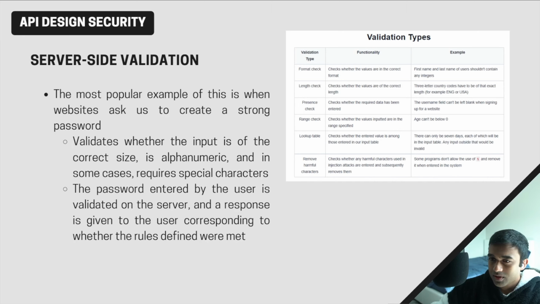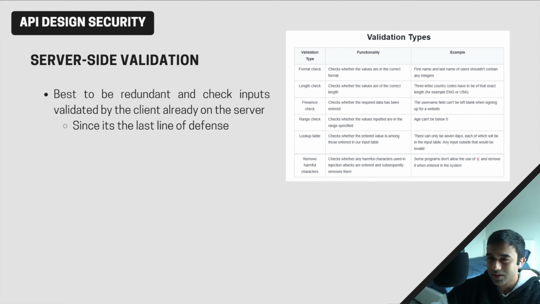The most popular example of this is when websites ask us to create a strong password. This validates whether the input is of the correct size, is alphanumeric, and in some cases requires special characters. The password entered by the user is validated on the server, and a response is given to the user corresponding to whether the rules defined were met. And it's best to be redundant and check inputs validated by the client already on the server. Since it's the last line of defense, we just want to double check and make sure.